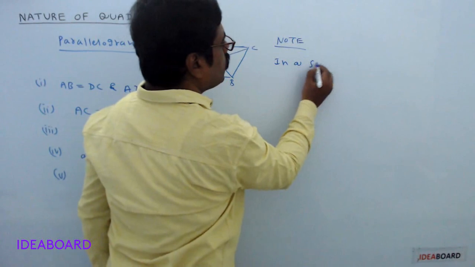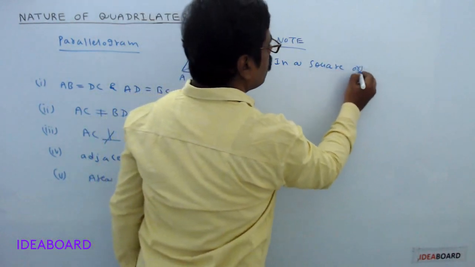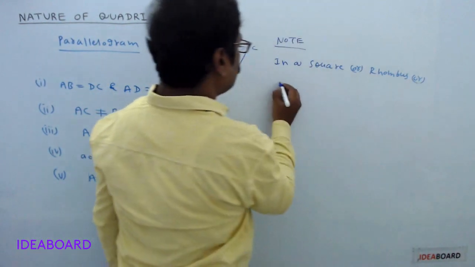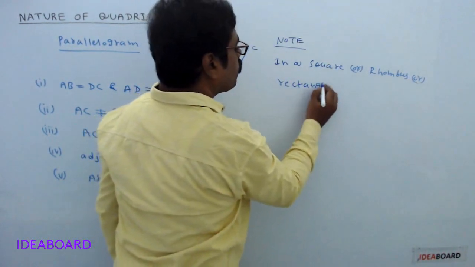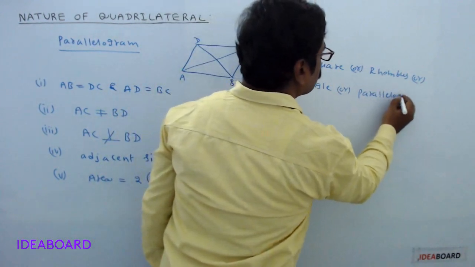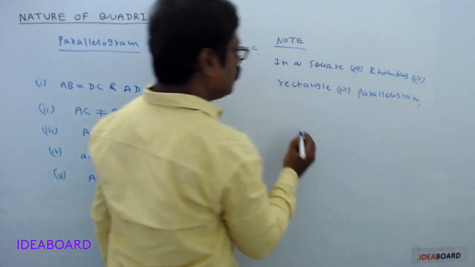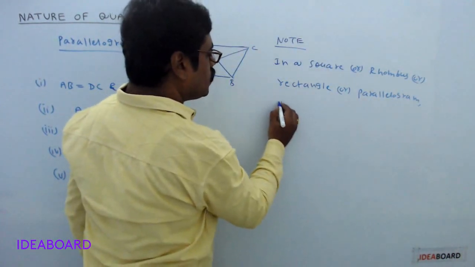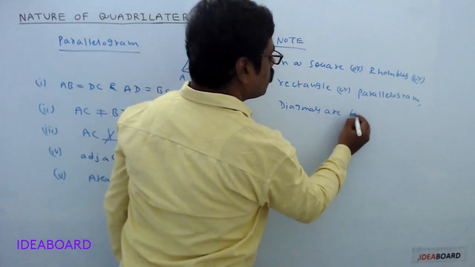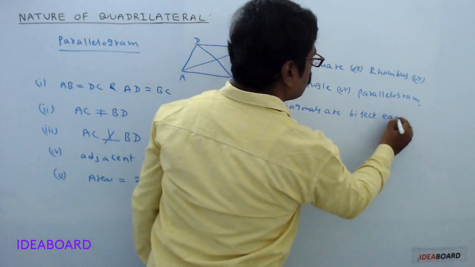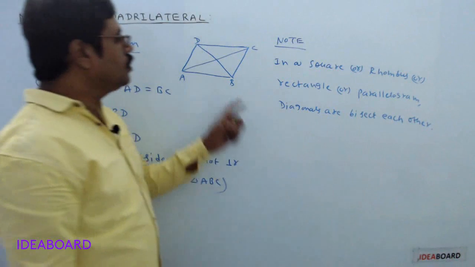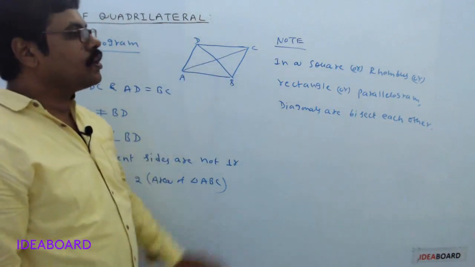So in a square or rhombus or rectangle or parallelogram, diagonals bisect each other. It means midpoint of AC equals midpoint of BD.